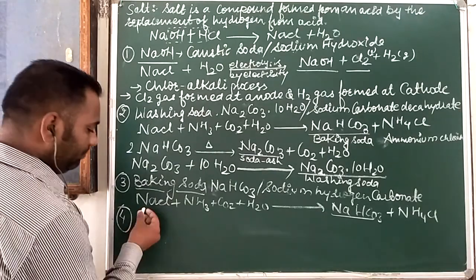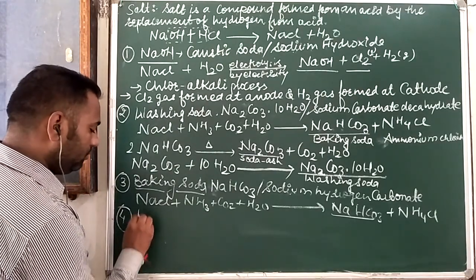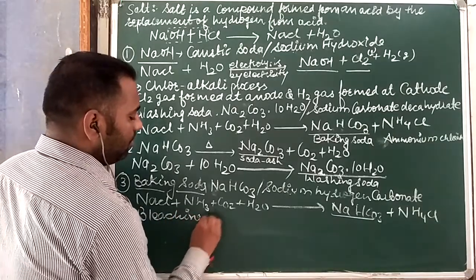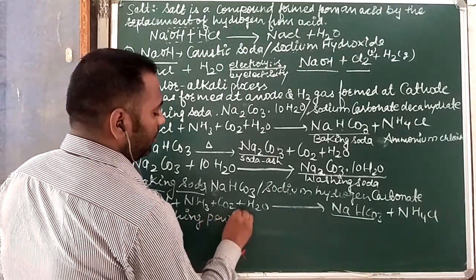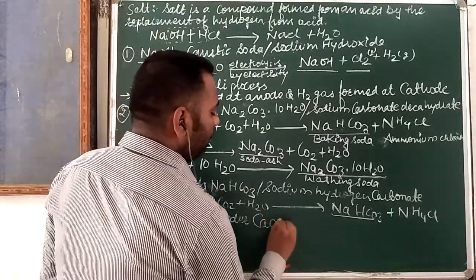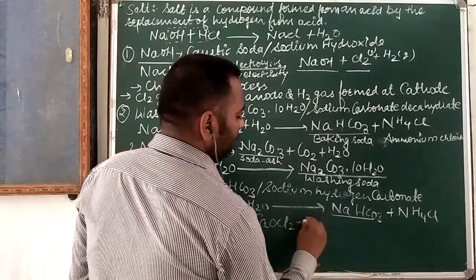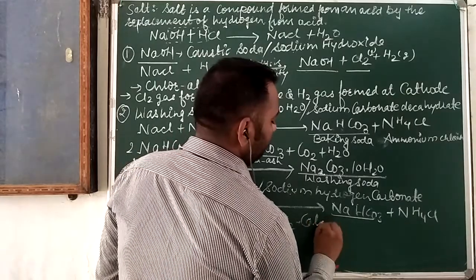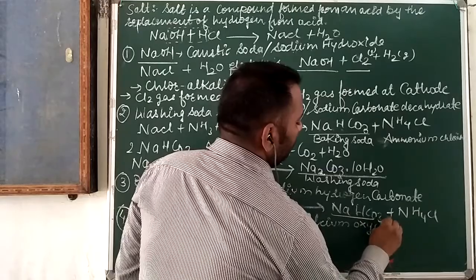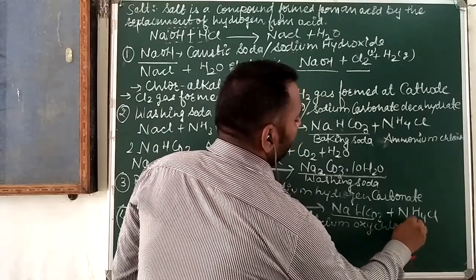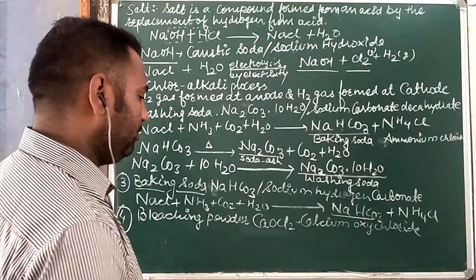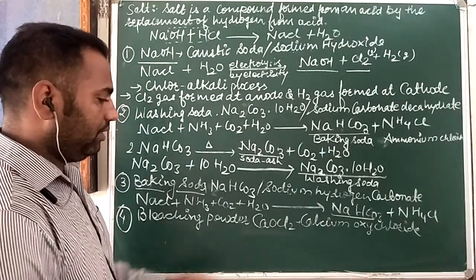Now the fourth one is bleaching powder. Okay, that is bleaching powder. The bleaching powder formula is CaOCl2. The name is calcium oxychloride. Okay, calcium oxychloride. So this is the thing.